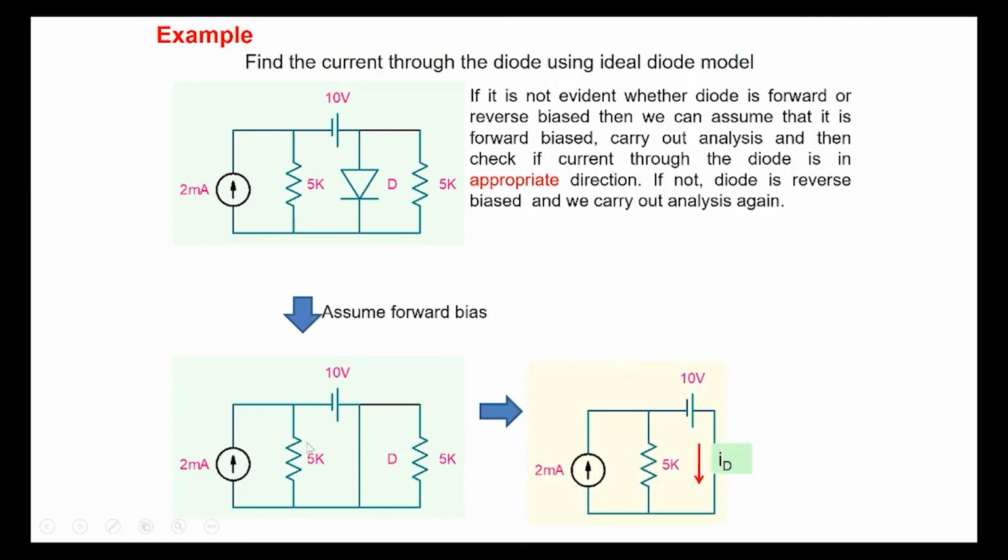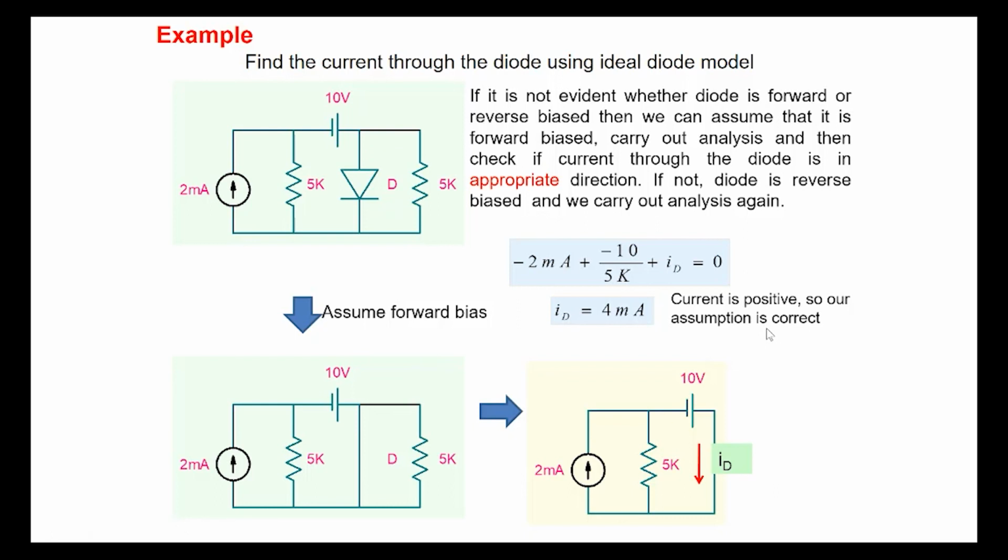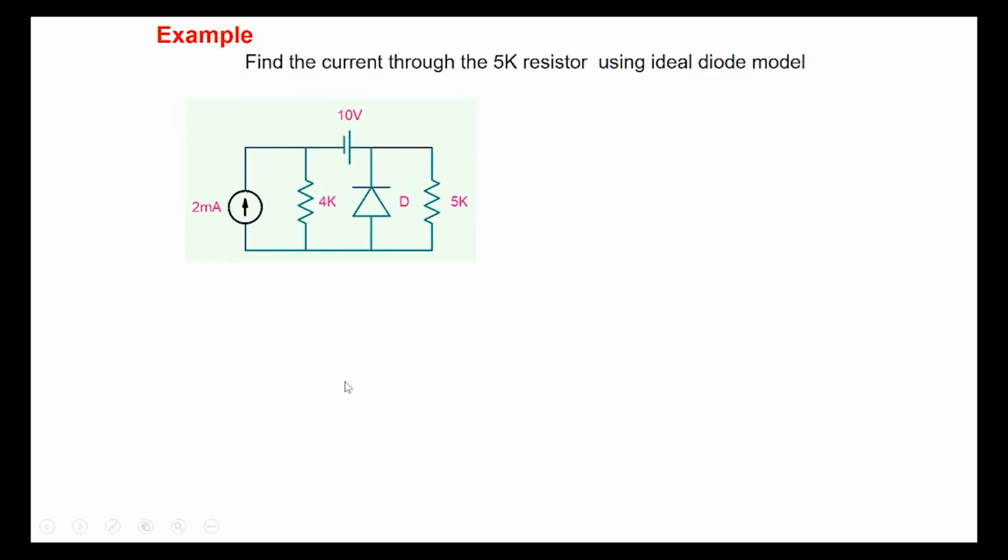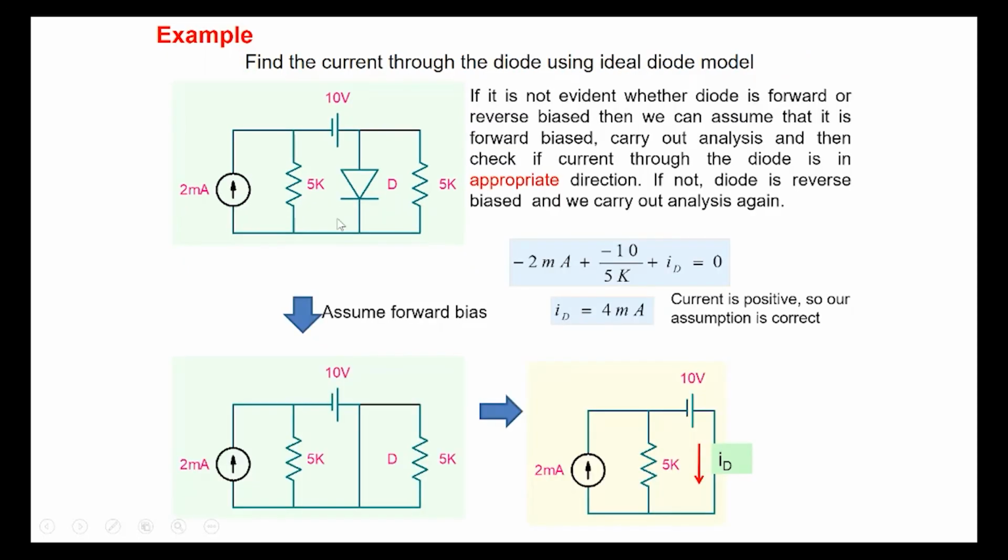And we analyze this particular circuit and we get the current. So we get a current of 4 milliamperes. And current is positive, so our assumption is correct. So that's the final answer. But let's look at this one here with a slight change.